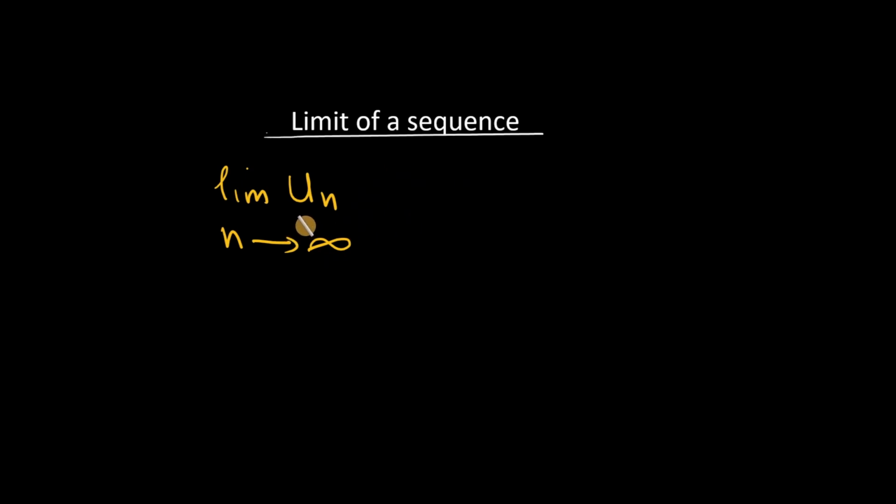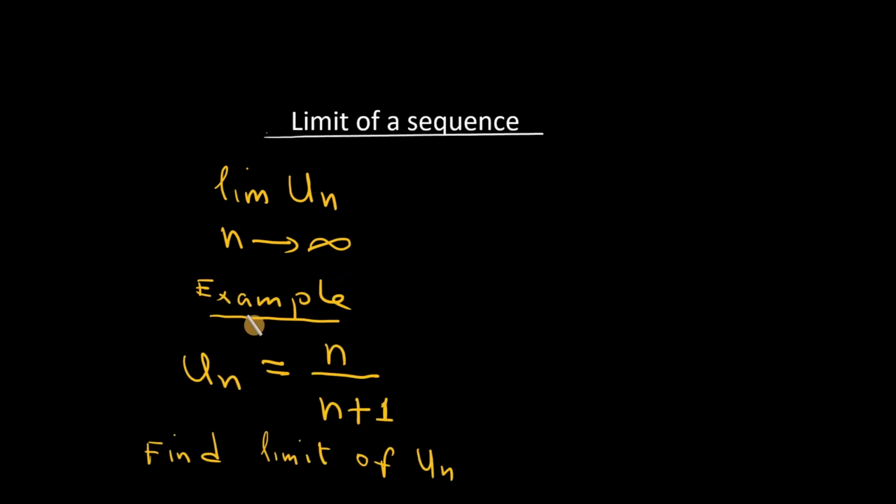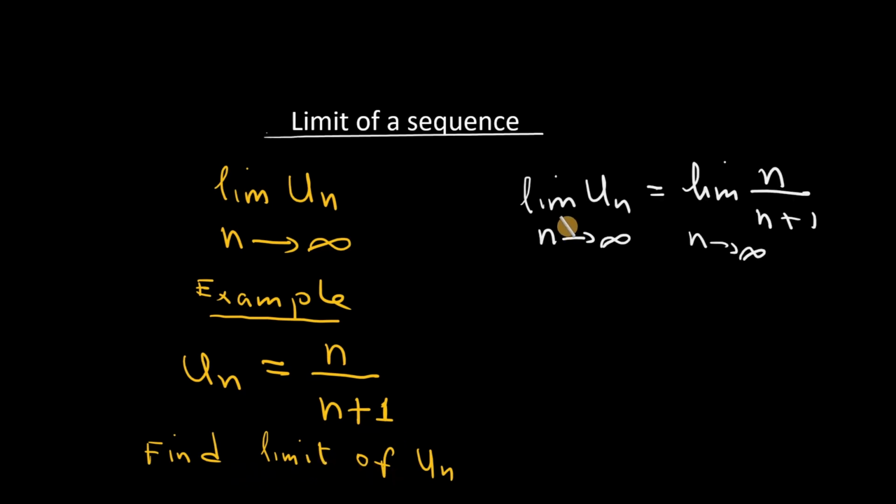Limit of a sequence. The limit of a sequence is the value of UN when n is very large or when n is infinite. That's when the number of terms is infinite. Example: UN is equal to n over n plus 1. Find the limit of UN. The limit of UN as n tends to infinity is equal to the limit of n over n plus 1 as n tends to infinity.